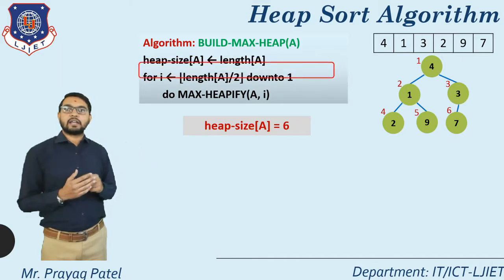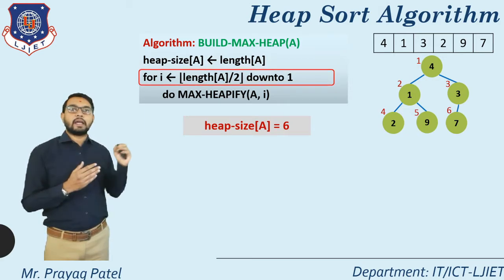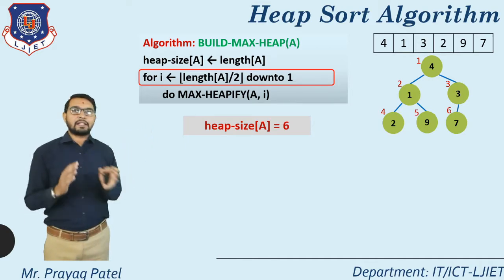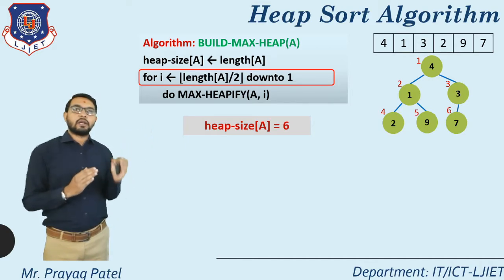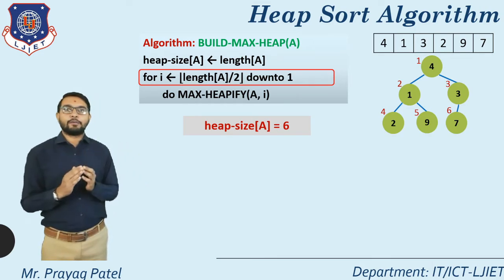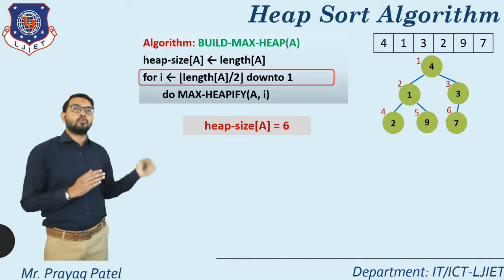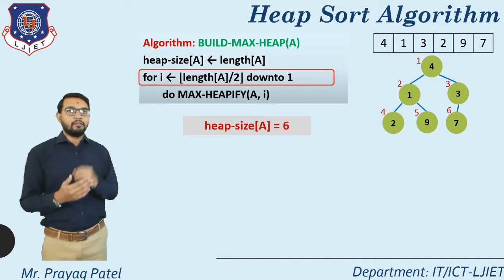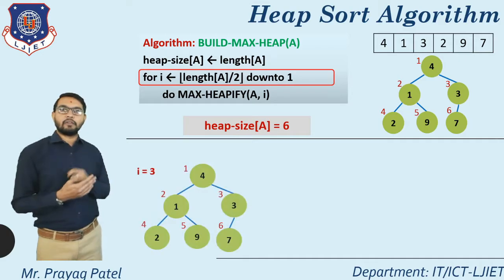Now the next line is for i equal to length of A divided by 2 down to 1. Consider the length of A as 6. Now 6 divided by 2 is 3. So 3 is your starting value for i, and down to 1 means your i value is 3, then 2, then 1. So here consider the values one by one.